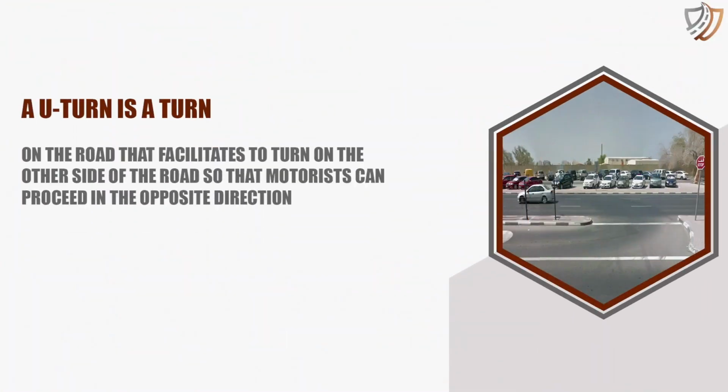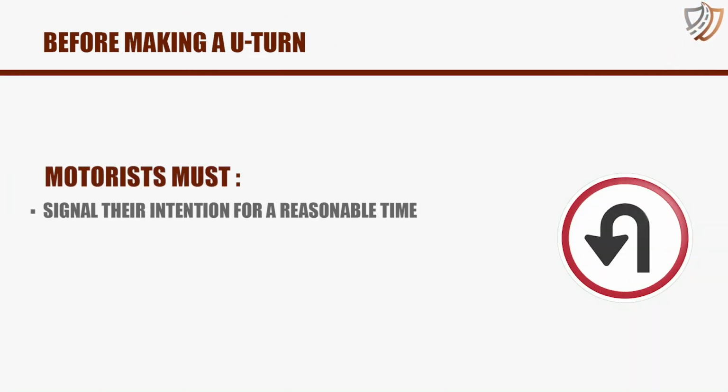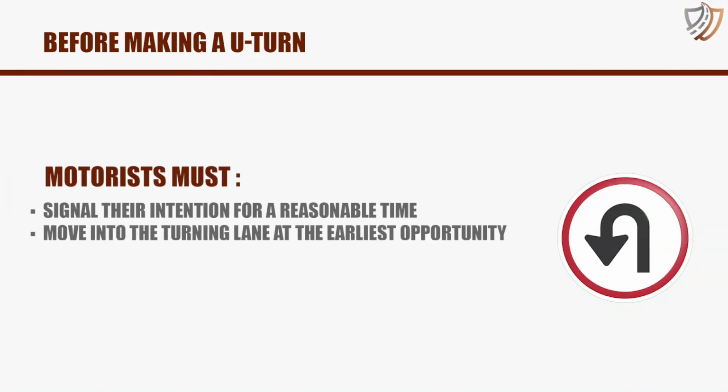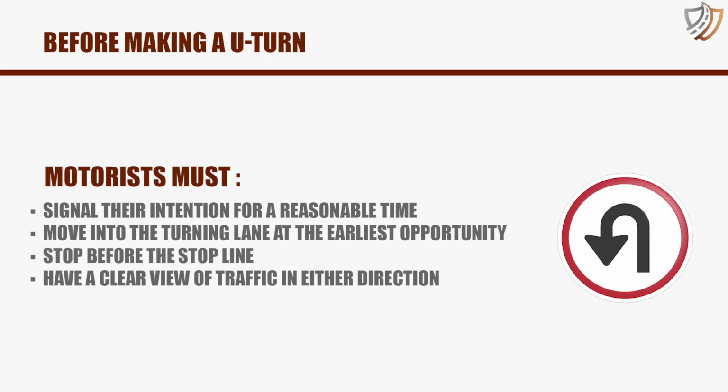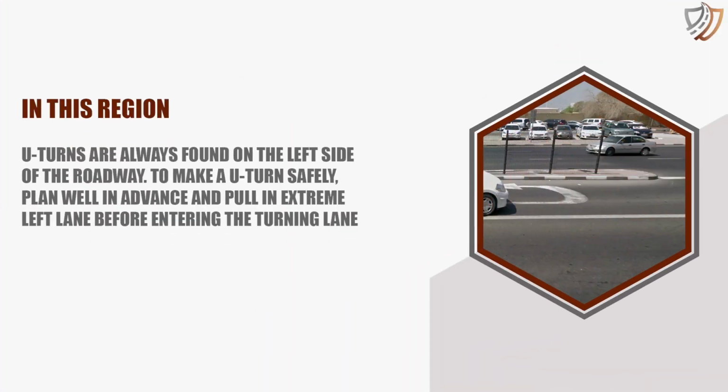A U-turn is a turn on the road that facilitates to turn on the other side of the road so that motorists can proceed in the opposite direction. Before making a U-turn, motorists must signal their intention for a reasonable time, move into the turning lane at the earliest opportunity, stop before the stop line, have a clear view of traffic in either direction. In this region, U-turns are always found on the left side of the roadway.